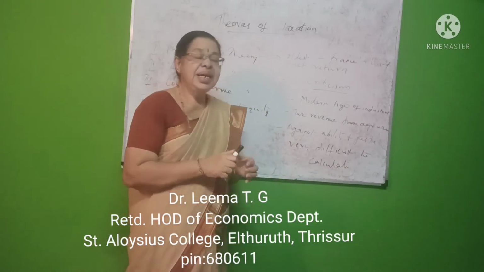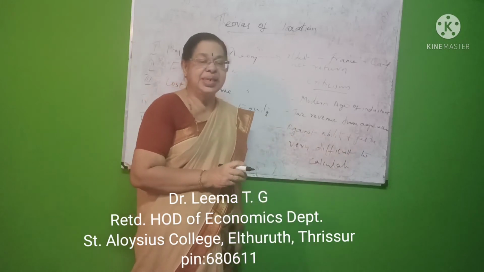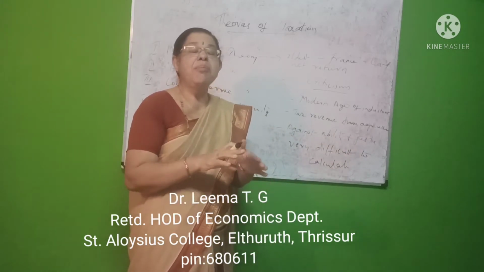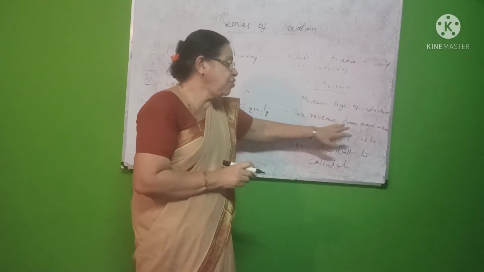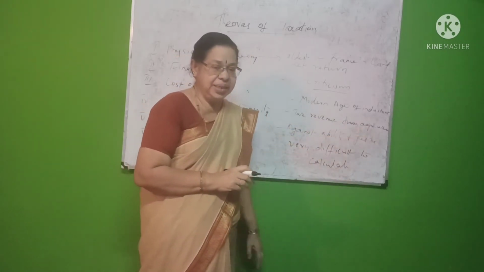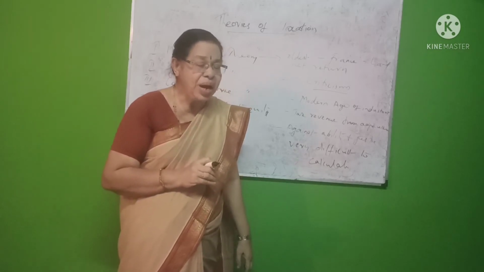The second criticism is that tax revenue from agriculture is not sufficient for the modern-day expenditure of government. Tax revenue mainly from agriculture cannot meet it.